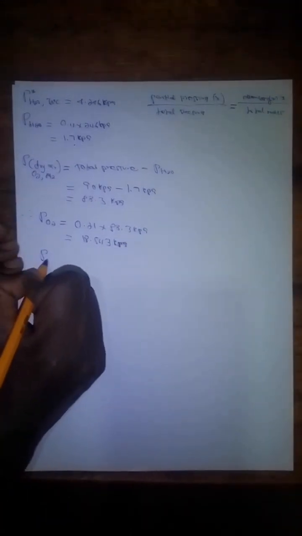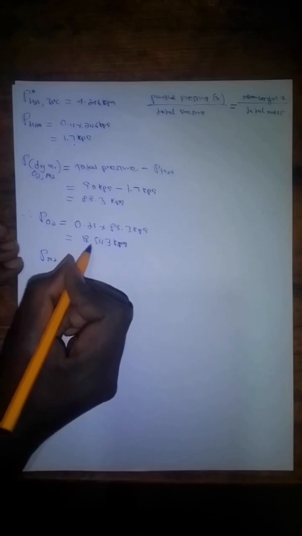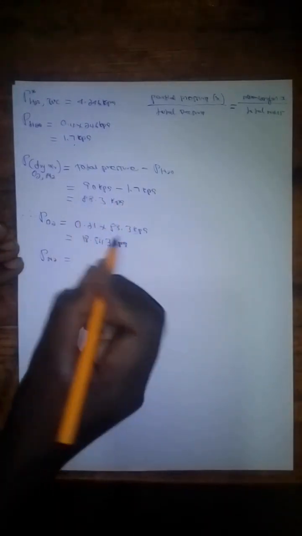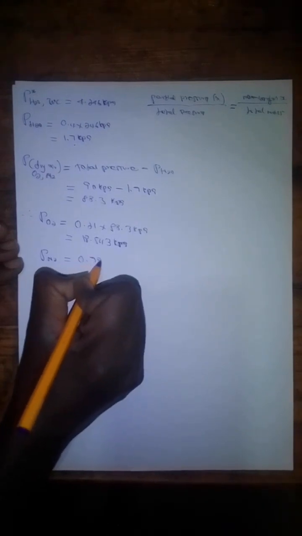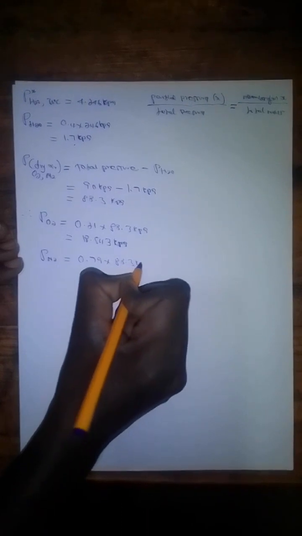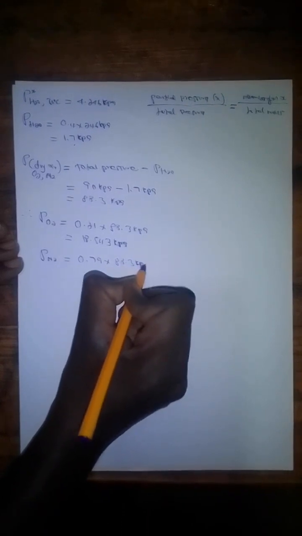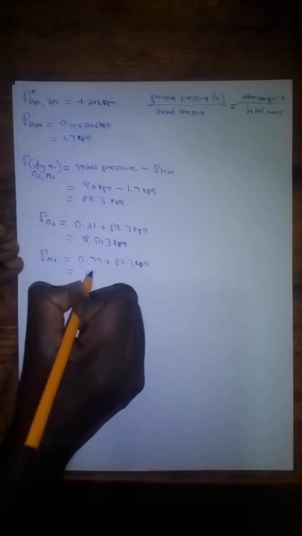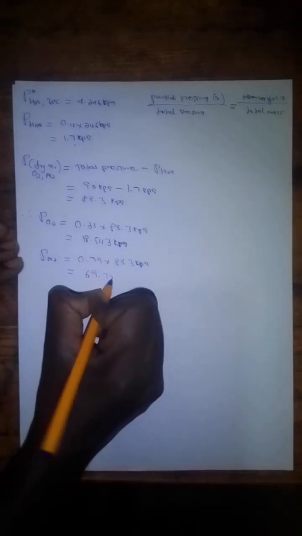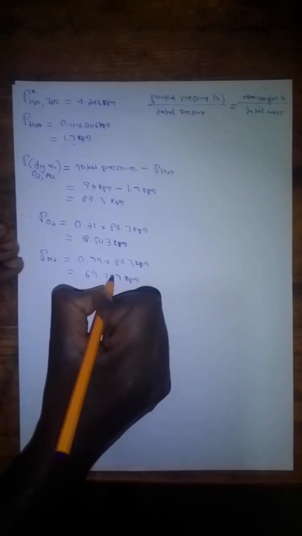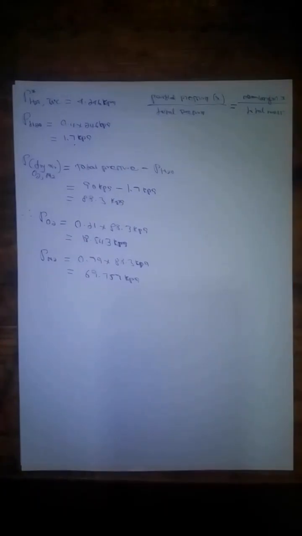Right? And now doing the same thing for the partial pressure of N2, we know that it is going to be 79% of this, so it's going to be 0.79 multiplied by 88.3 kilopascals. And if you use your calculator, it gives you 69.757 kilopascals, right?